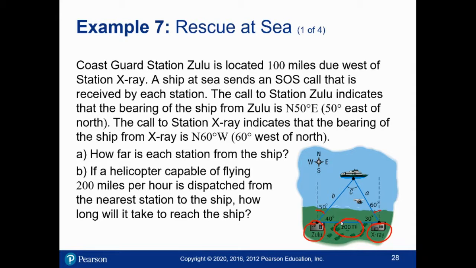So, the next time you're watching CSI or whatever, and someone rushes to the computer to go like, we need to triangulate their position, this is what they're doing. Okay? They're using two directions and one fixed distance in between the observation posts to determine where something is. And then we have this little word problem at the end. If a helicopter can fly 200 miles per hour, how long will it take to get there? Well, we just need to know how far away it is.